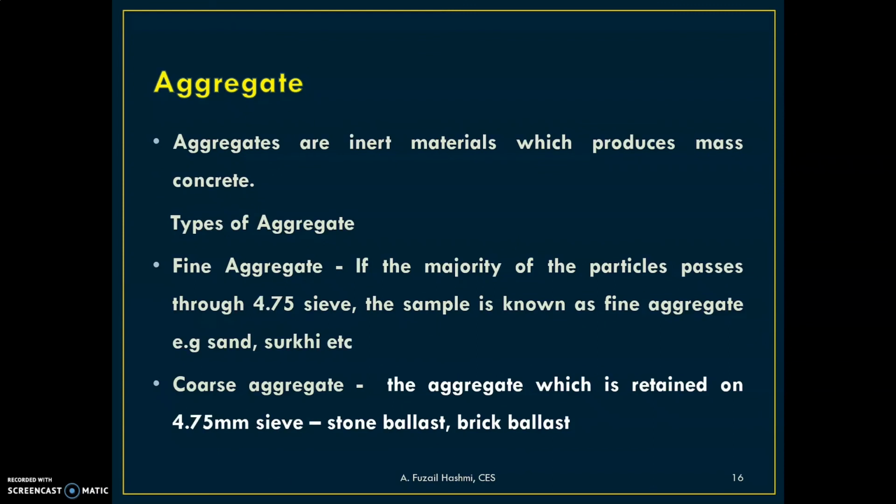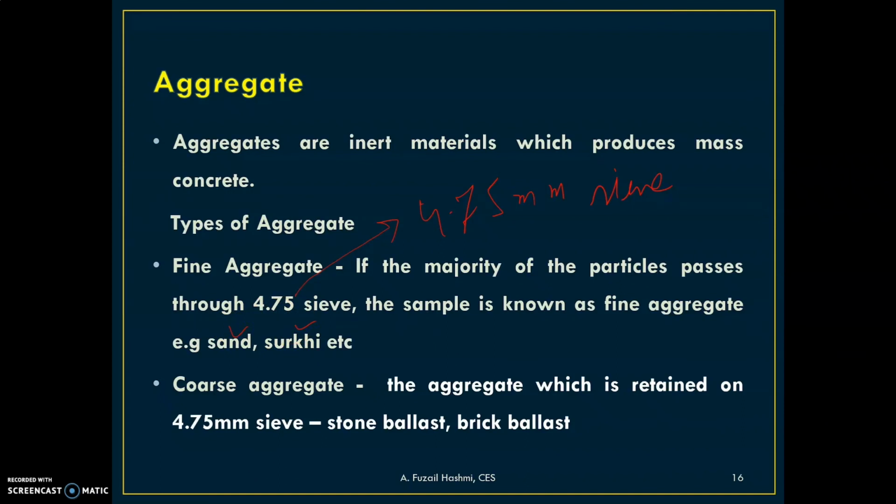Aggregates are the inert material which produces the mass of the whole concrete structure. There are various types of aggregate: fine aggregate and coarse aggregate. Fine aggregate is that in which the majority of the particles pass through the 4.75 mm sieve. Then that sample or sand is known as the fine aggregate. Examples are sand and surkhi.